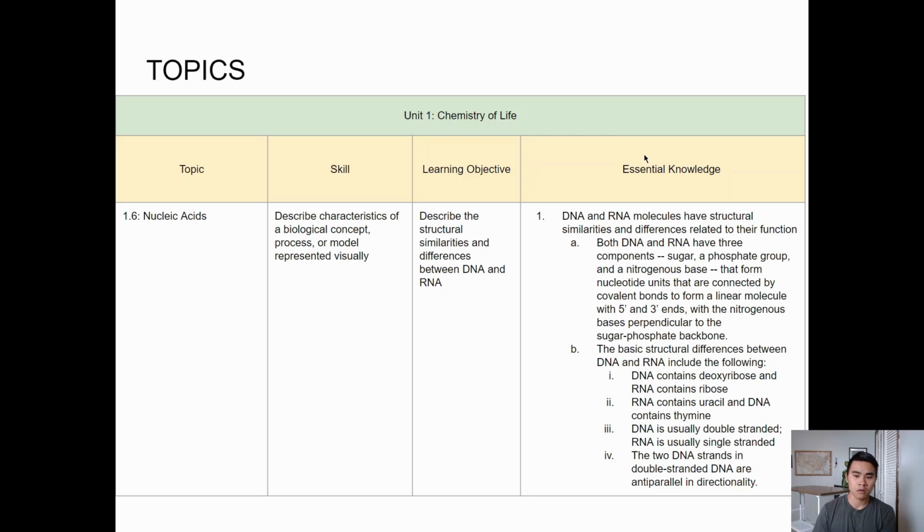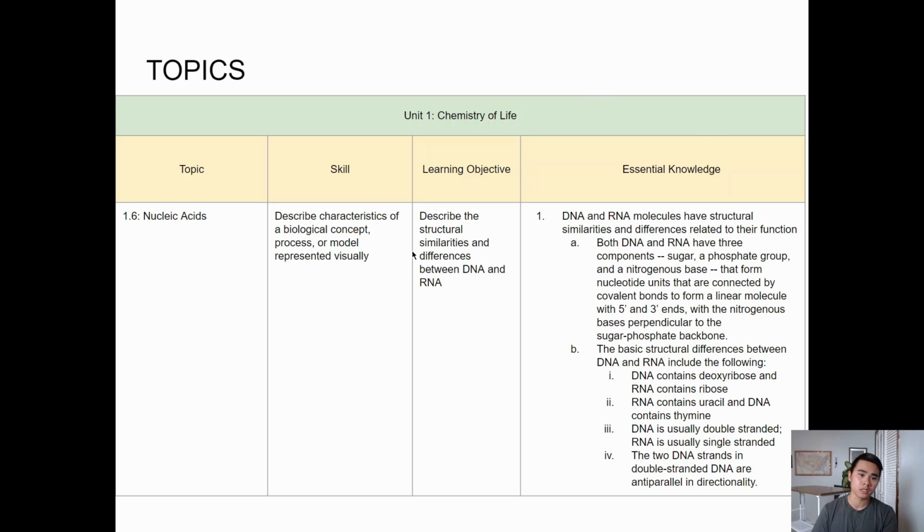So what I want you to do is take this essential knowledge, and at the end of it, figure out what you know about the essential knowledge and what you still need to continue learning. So fill in those gaps that you have. And one example of that is after you finish it, you read: DNA and RNA molecules have structural similarities and differences related to their function. So think about what you learned and think about how what you learned relates to that essential knowledge.